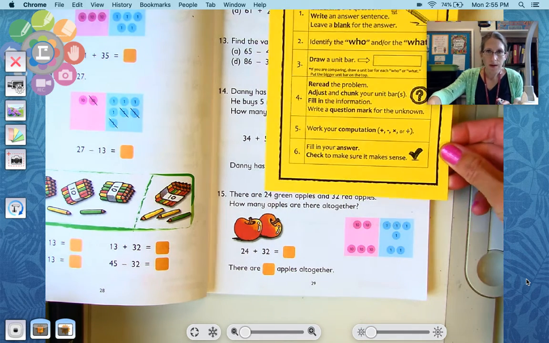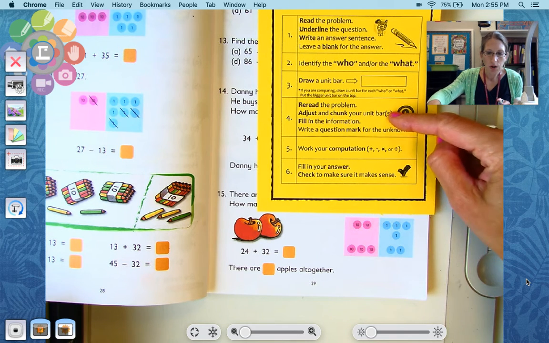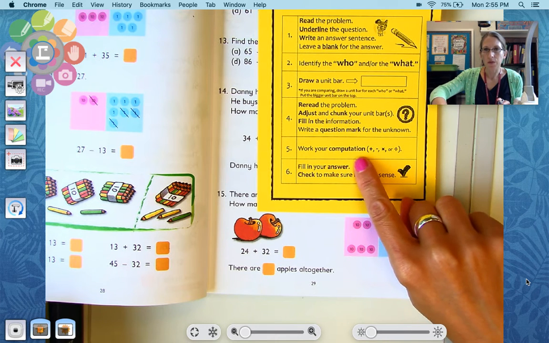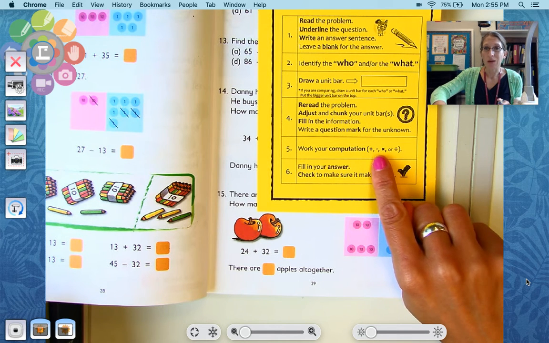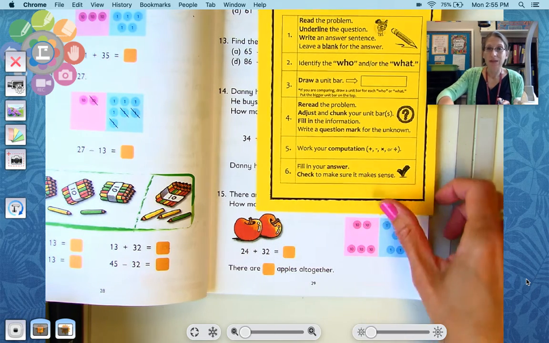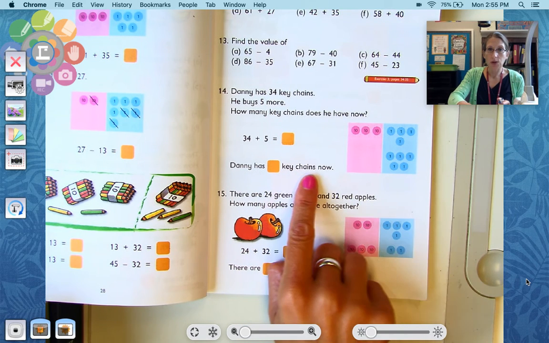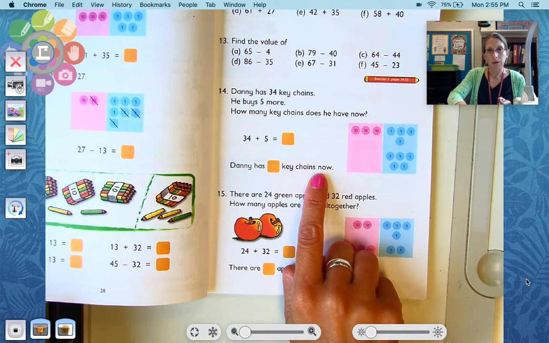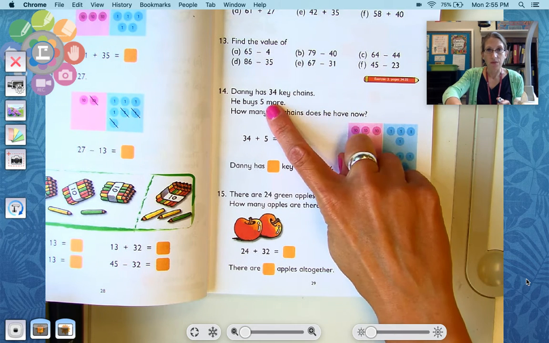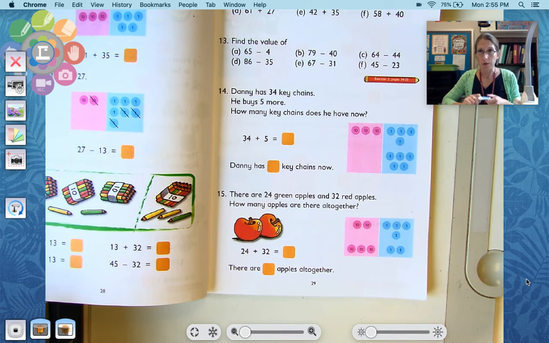So we have already, let's see, we did our unit bar, we read the problem, we kind of chunked our unit bar, we put our question mark. This says work your computation, step number 5. That's just a fancy word that means add, subtract, multiply, or divide. And then we filled in our answer, check to make sure it makes sense. So this is the one where if we read it, Danny has 39 keychains now. That makes sense. He has more keychains now. He had 34, he bought 5 more. So he should have more now that we found the whole number. So that would make sense.